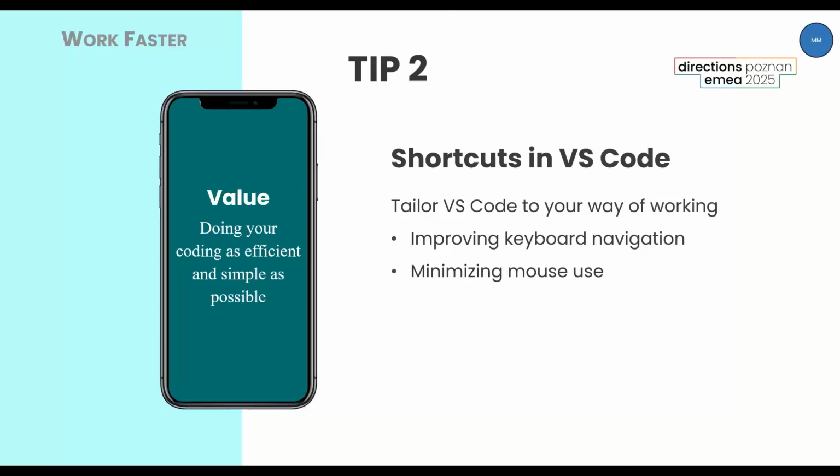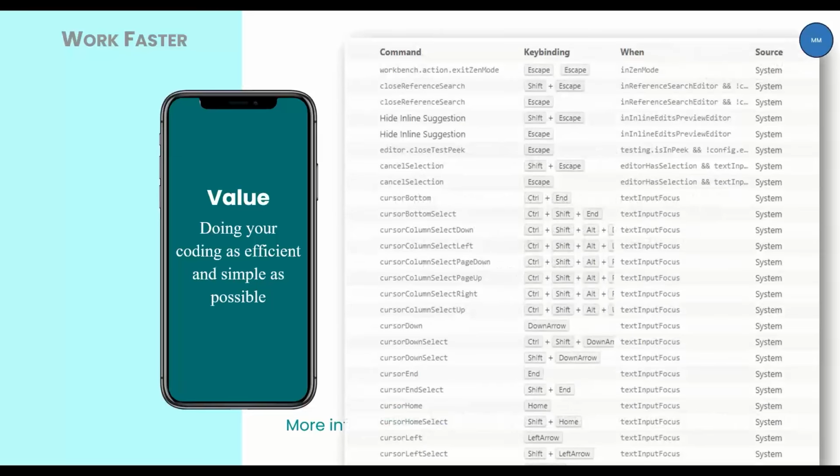For example, if you want to just move some lines of code, you don't need to copy and paste it. You can just use Alt and then arrow up and down, for example. This is just one silly example, but with a bunch of these shortcuts, you will work tremendously faster than usual. So the value here is doing your coding as efficiently and simply as possible. What is also important is that you can create your custom shortcuts. That means that if you are not satisfied with existing ones or if you want to change them, you are more than free to create your own.